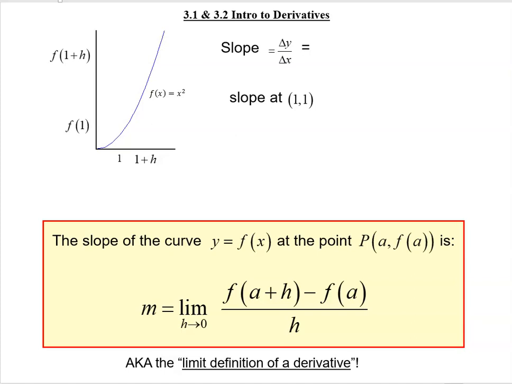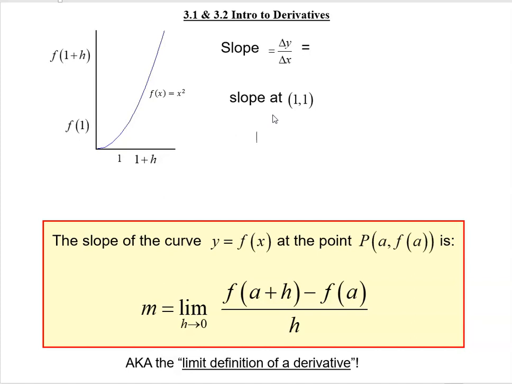So I want to start off by introducing what we mean by a derivative by looking at a function. And let's see if we can get a visual representation of what we're talking about. I'm just using the function f of x equals x squared as my example here. And my ultimate goal is to calculate the slope of this function at the point (1, 1). So what do I mean by that exactly?